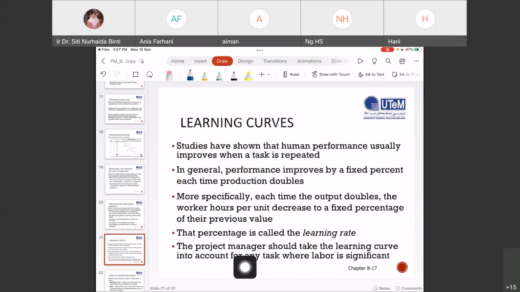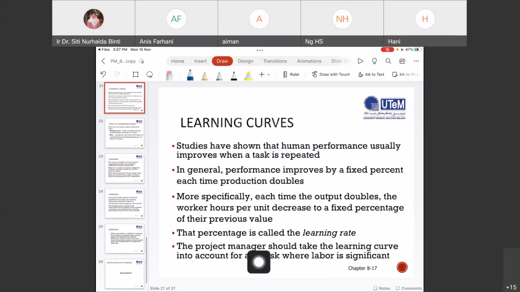So, learning curves. Studies have shown that human performance usually improves when a task is repeated. Over time, performance improves by a fixed percent each time production doubles.